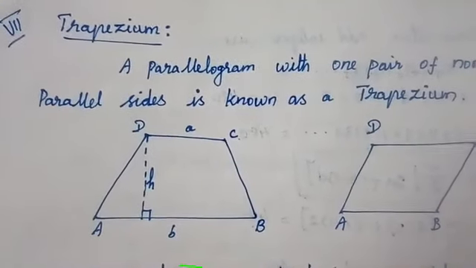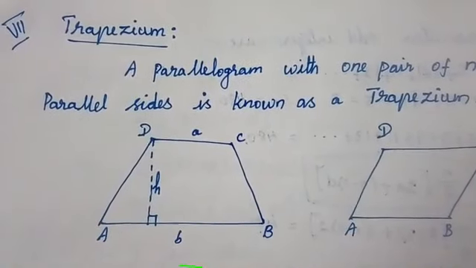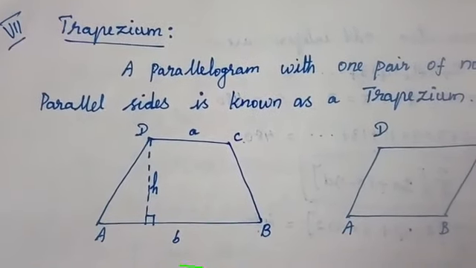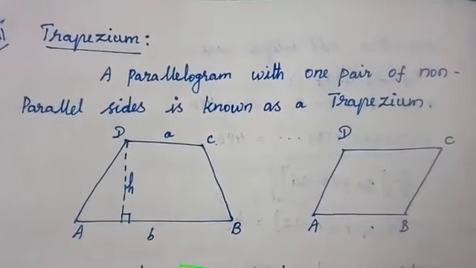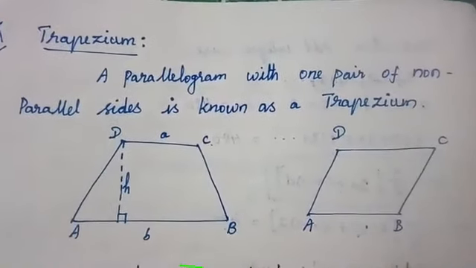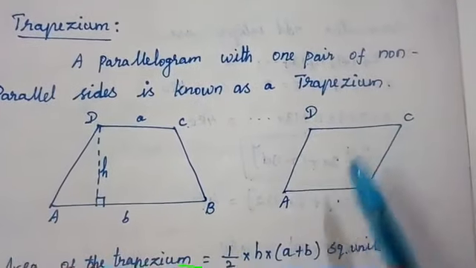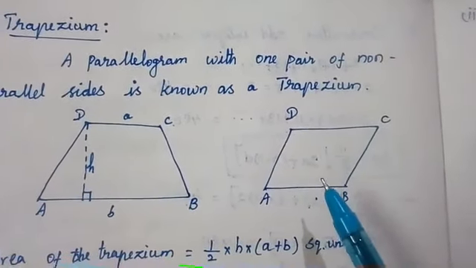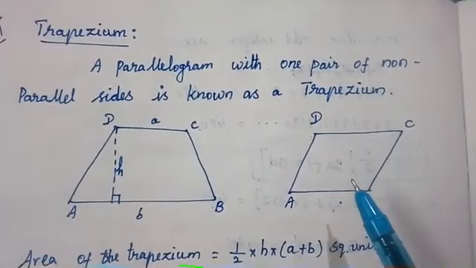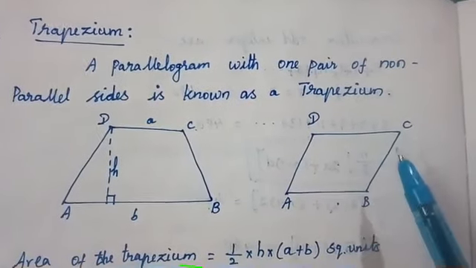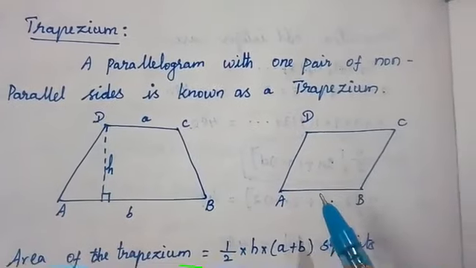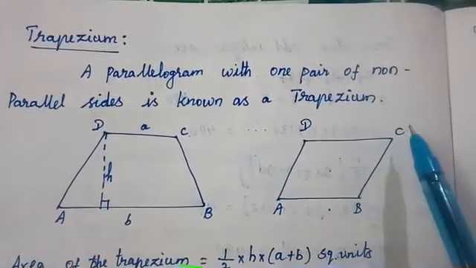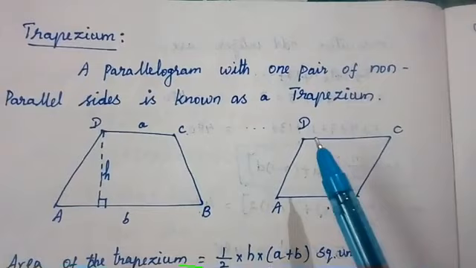Students, in the previous video, you have learned about rhombus. Now, trapezium. A trapezium is also a quadrilateral. Suppose you consider this parallelogram. A parallelogram with one pair of non-parallel sides is known as a trapezium. In a parallelogram, opposite sides are parallel, so AB and CD are parallel, and BC and AD are parallel.